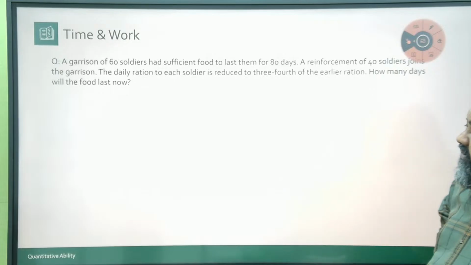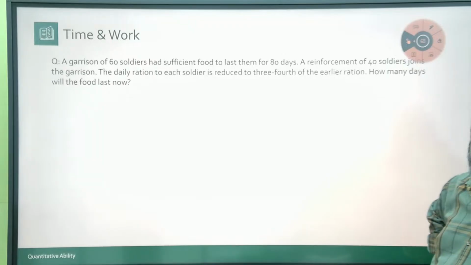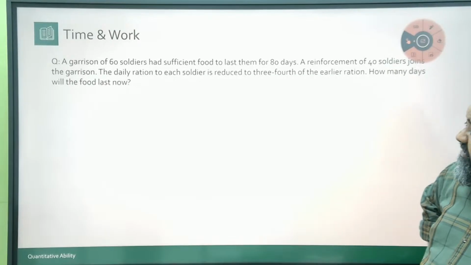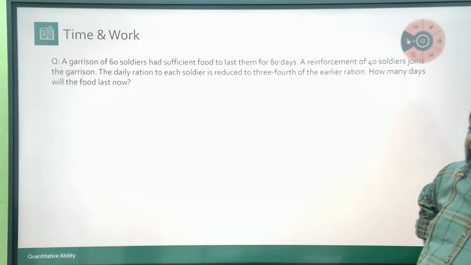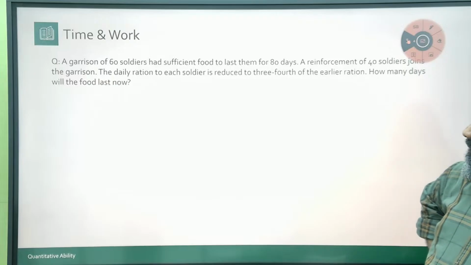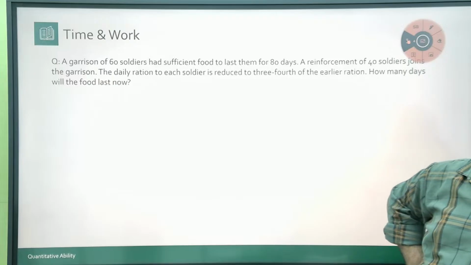See this, a question on similar lines. A garrison of 60 soldiers had sufficient food to last for 80 days. A reinforcement of 40 soldiers joined the garrison. The daily ration was reduced to 3/4 of the earlier ration. So here, if I look at the variables, initially there were 60 men. Now 40 are added, so there are 100 men. Initially the number of days was 80. We have to find the new number of days.